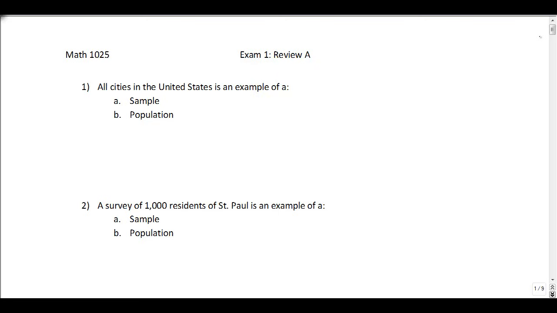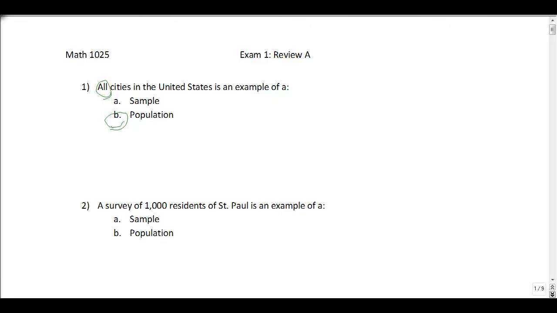So number 1, we have all cities in the United States is an example of either a sample or a population. To a certain degree, this is a question of how you interpret this. But what I'm going to look at is this keyword all here. So instead of taking 10% of all the cities in the US or 20 cities from each state in the US or whatever, the idea is we're taking all cities in the US. So I would think that this is B, a population.